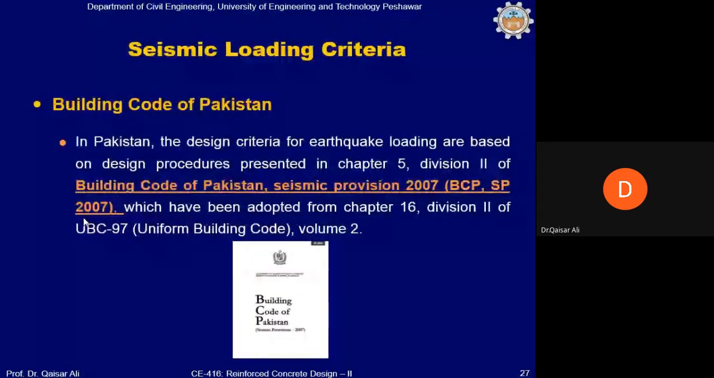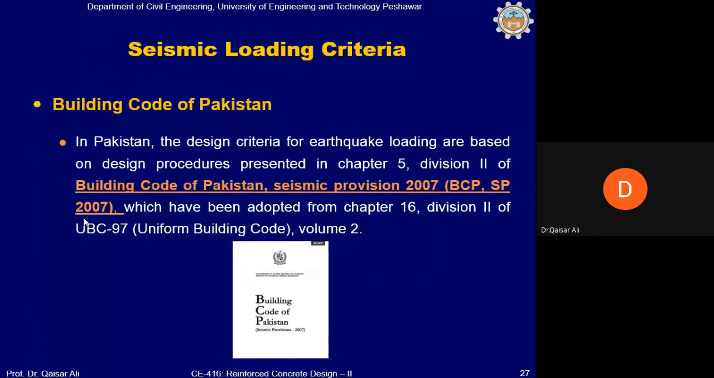Okay, next is the Building Code of Pakistan. In Pakistan, the design criteria for earthquake loading are based on design procedures presented in Chapter 5, Division 2 of the Building Code of Pakistan, Seismic Provision 2007, BCP SP 2007, which have been adopted from Chapter 16, Division 2 of UBC 97, Uniform Building Code Volume 2. If you compare the Building Code of Pakistan, BCP SP 2007, with UBC 97, except for a few parts which are related to seismic hazard zoning, the other parts are more or less the same as UBC 97.